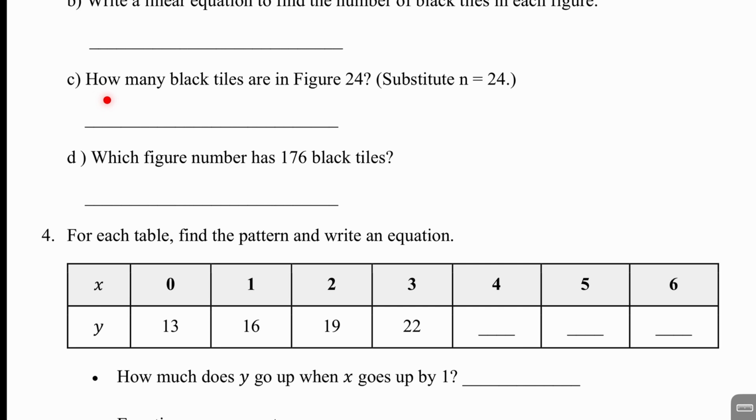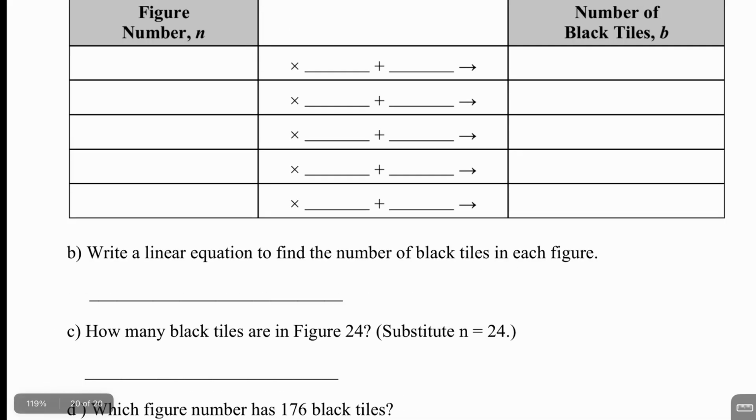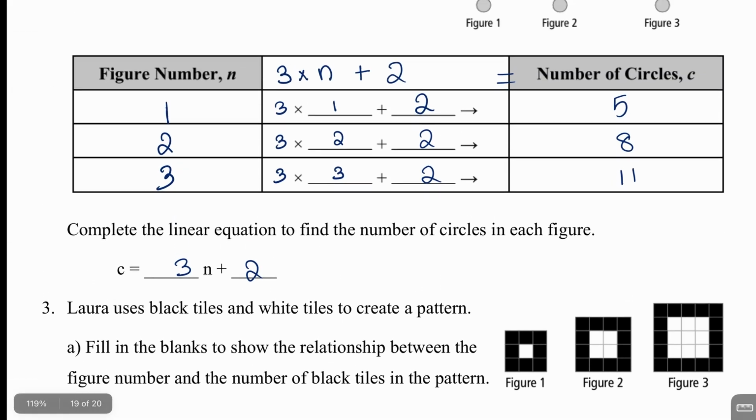Now question C. How many black tiles are in figure 24? So you have to substitute n equal 24. But I haven't done this question, so I don't know the equation. You have to do this yourself. So for your better understanding, I'm using the same follow-up question for the previous equation.